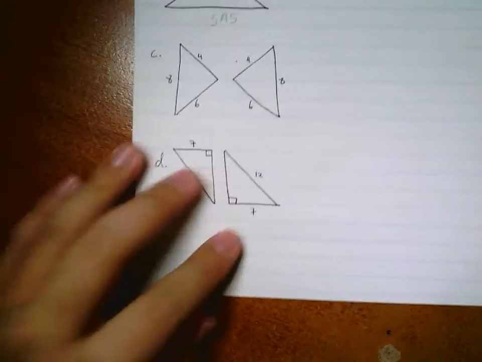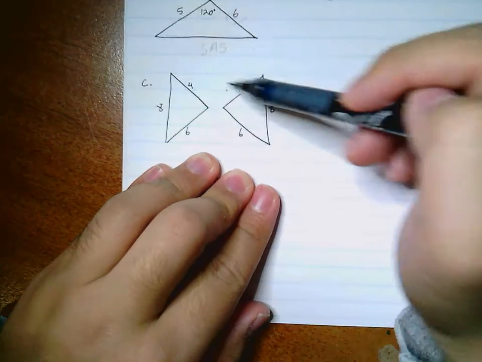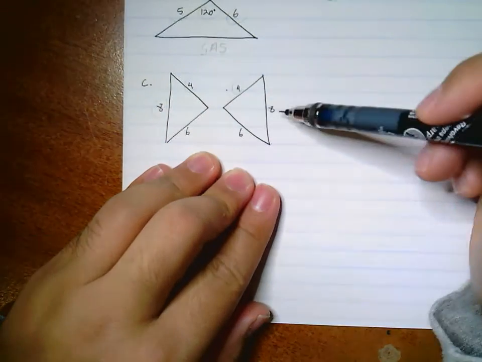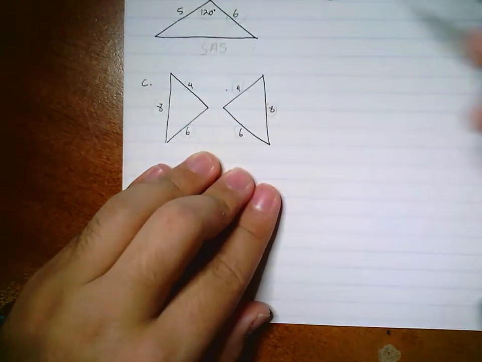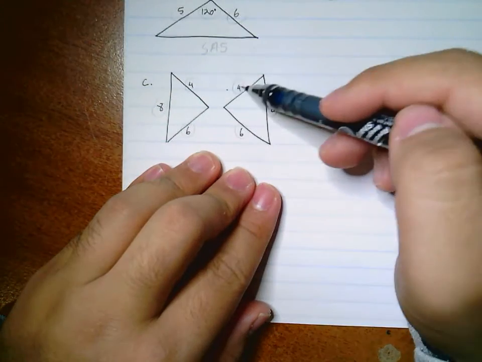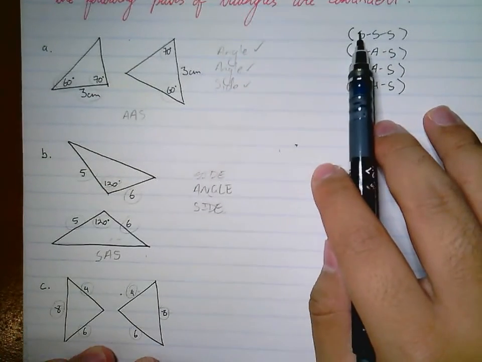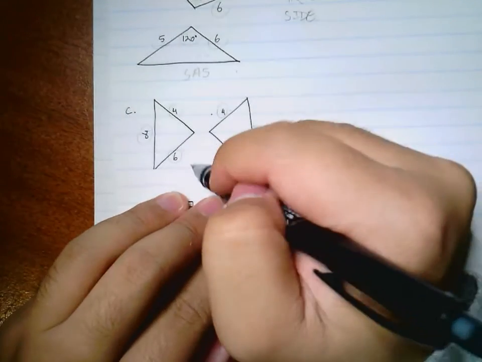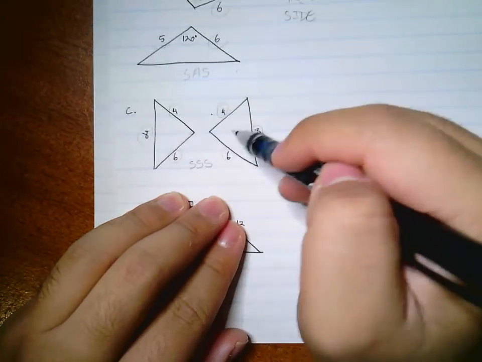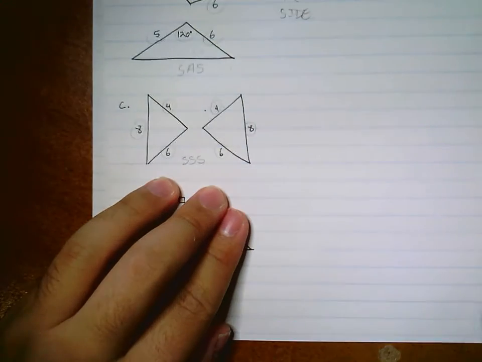Let's move along. Third example that we have. This one looks very simple because we have a 4 and a 4, an 8 and an 8, and a 6 and a 6 in each of the triangles. So that's 3 sides: 1, 2, and 3. Referring back to our tests, we have the very first one, which is the simplest: side, side, side. So we can prove that these two triangles are congruent because of side, side, side.